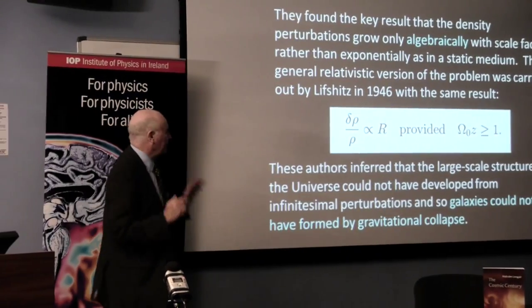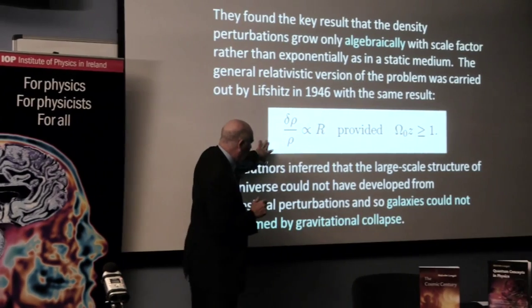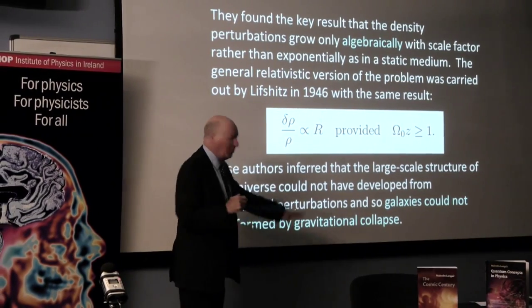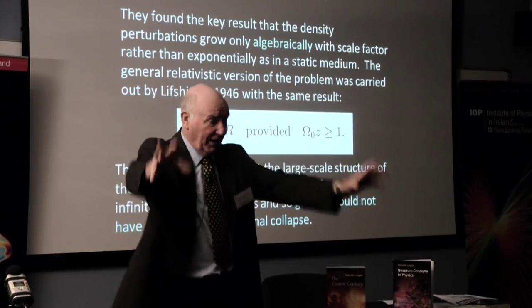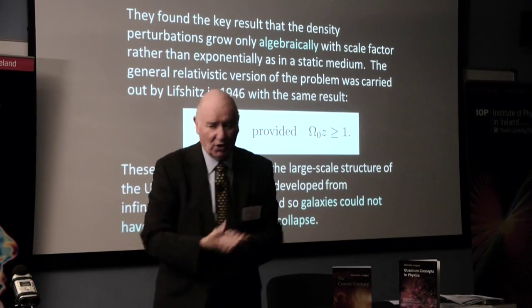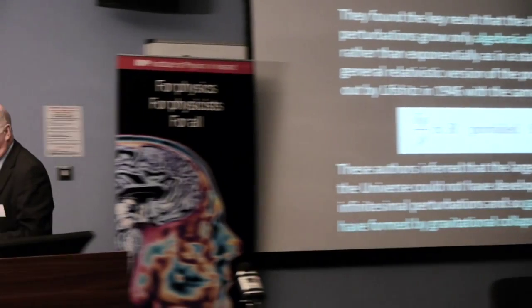So that is one of the key things, and that's what the models have got to do. In the 1930s, they used this argument to say that galaxies could not have been formed by gravitational collapse, because you had to put in very large finite perturbations, or else you would not make it. So one of the big challenges: where did these come from?